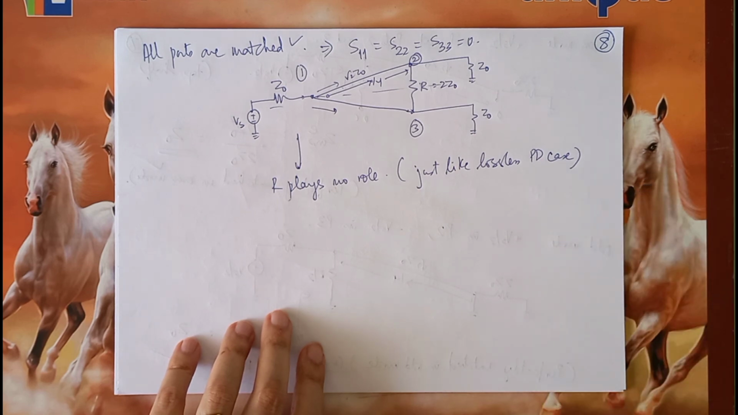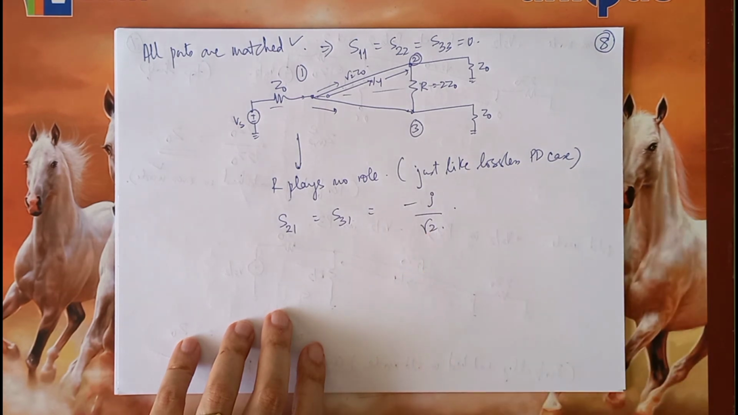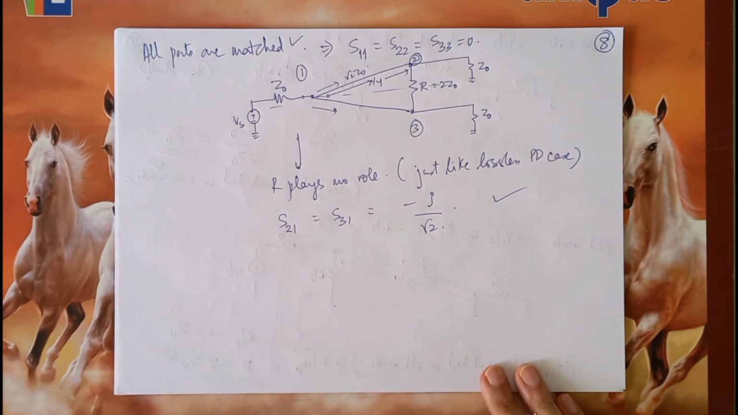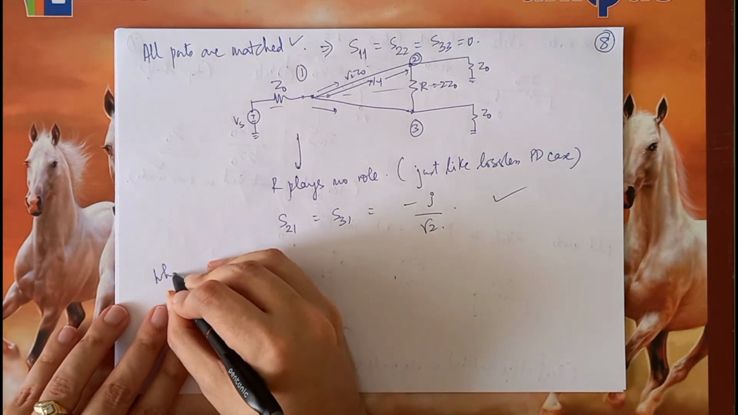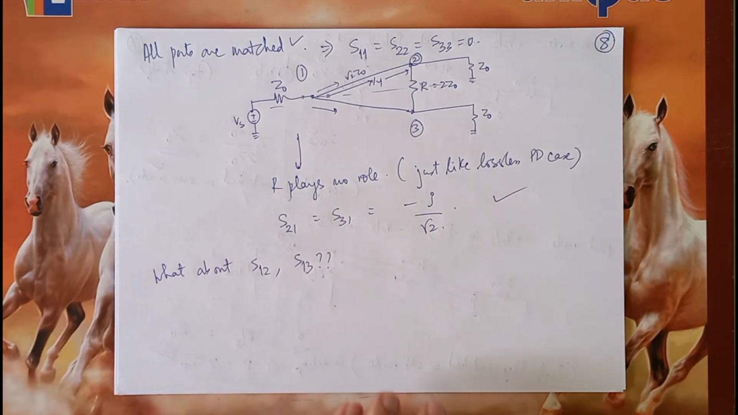So in that case, what we saw was that S21 is equal to S31, and that is equal to minus J by root 2. So therefore, this still persists. Now, what about S12 and S13?